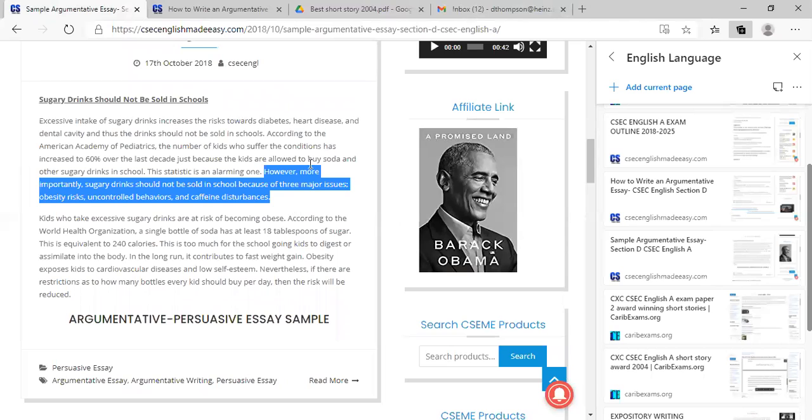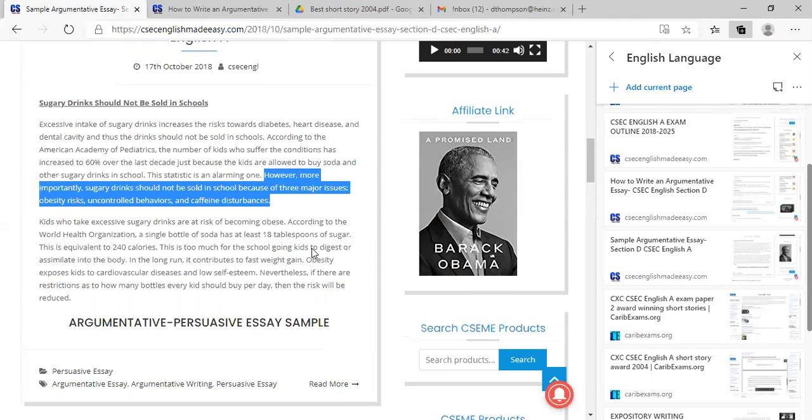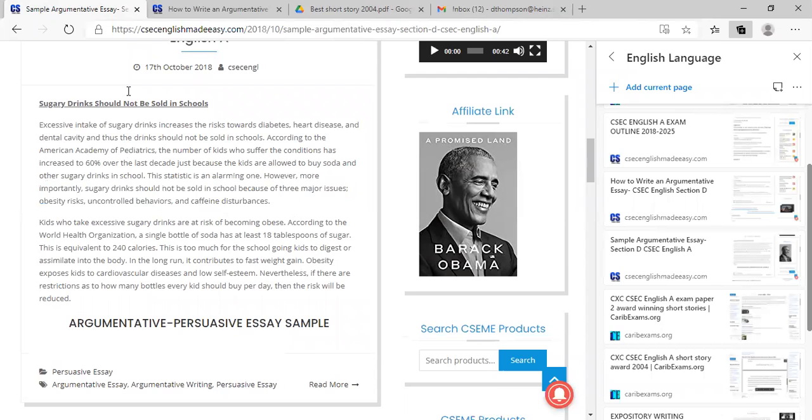You don't have to use conjunctive words such as however or more importantly. You could just say in essence, or just start by listing them: there are three major issues attached to this, and they are obesity risk, uncontrolled behaviors, and caffeine disturbances. Okay, now that was the introduction.